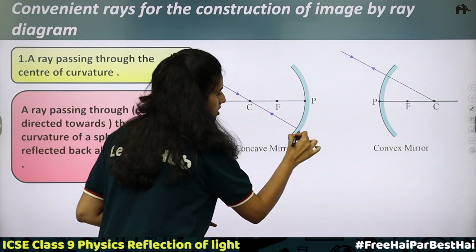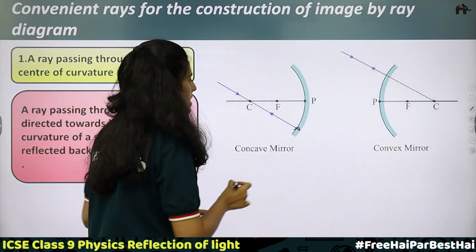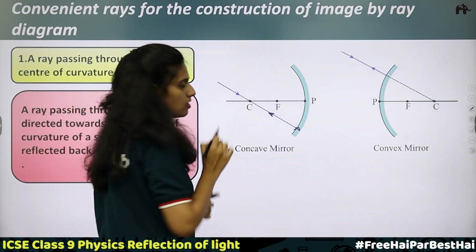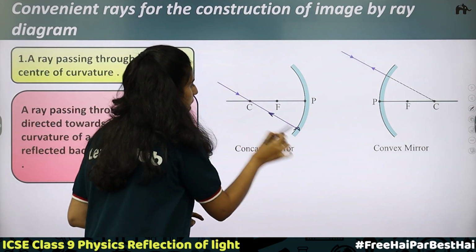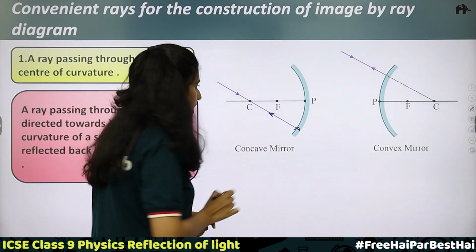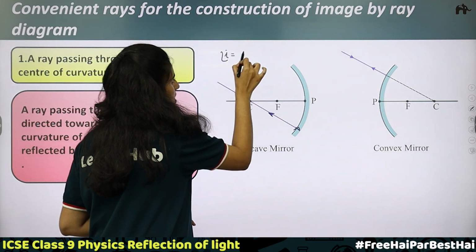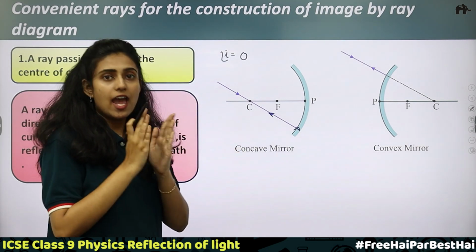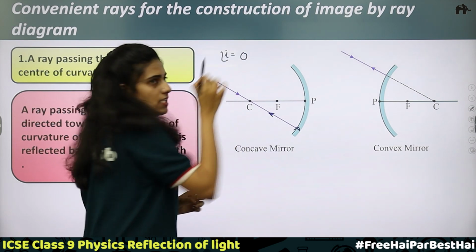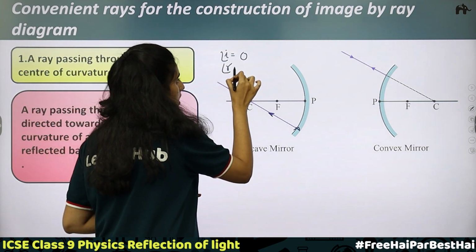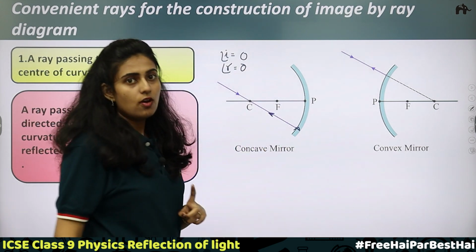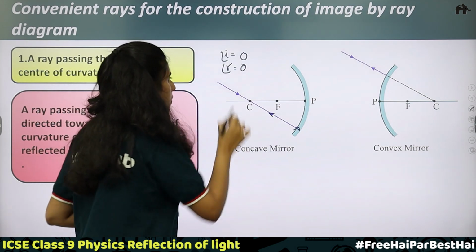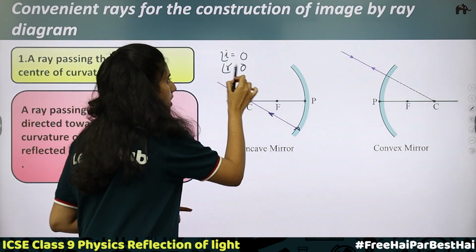It is striking a point on the mirror. Reflection is happening, so this is the reflected ray. The reflected ray is also passing through the center of curvature. Why is this happening? Here the normal and the incident ray are coinciding, which means the angle of incidence is equal to 0, because the angle of incidence is the angle between the incident ray and the normal. What about the angle of reflection? It is also 0, because the reflected ray is also coinciding with the normal and the incident ray. The angle between the normal and the reflected ray is also equal to 0.